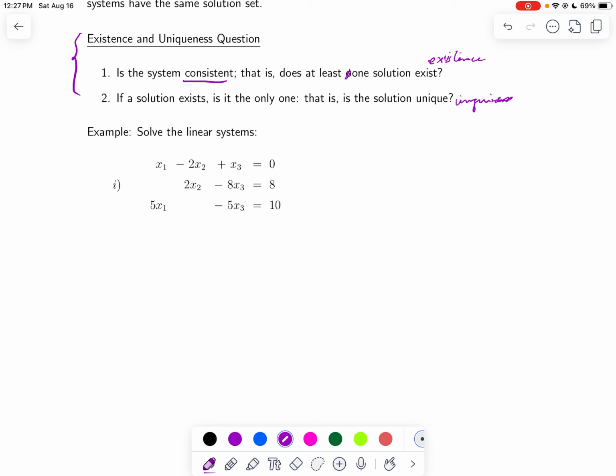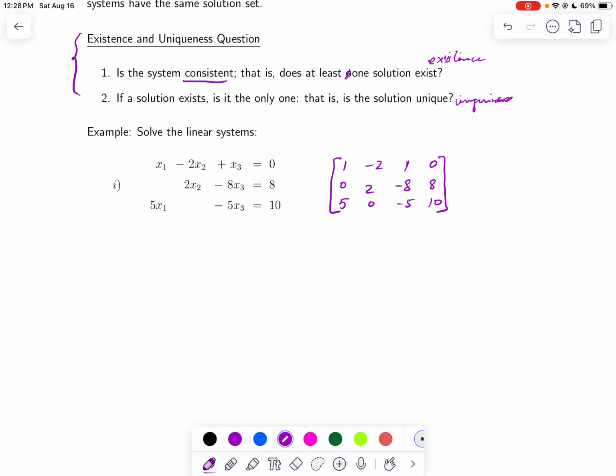So we have this system. This is actually the same one that we have been working with earlier. We start by writing the augmented matrix. The first row will be 1, -2, 1, 0. First, let me write this matrix: 2, -8, 8, and then 5, 0, -5, and then 10 here. And what comes here? 0, because the term is missing.